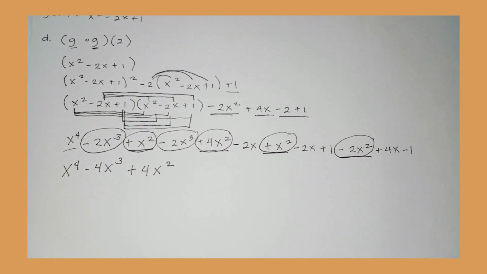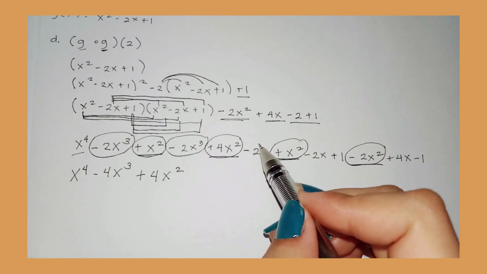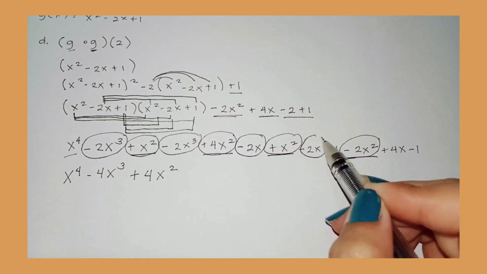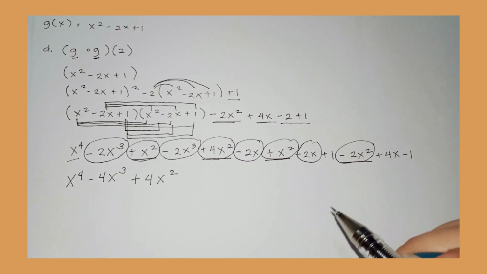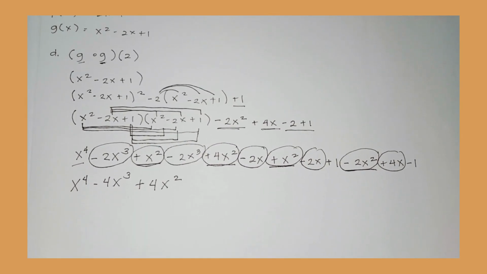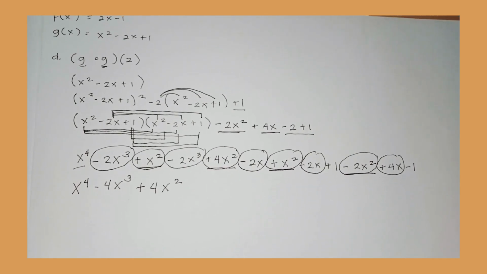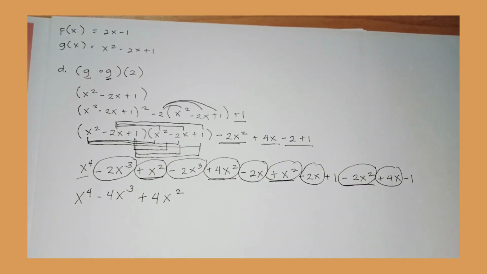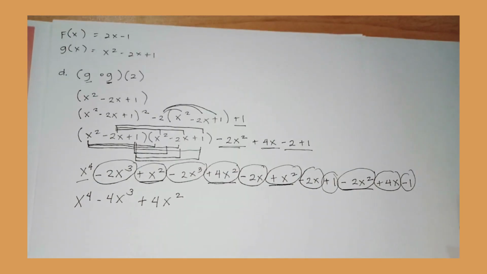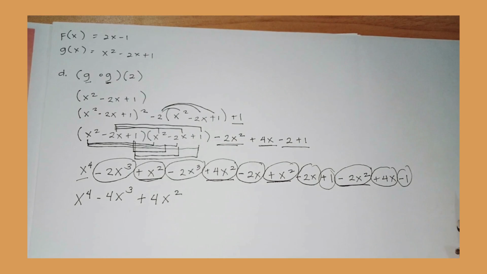Next naman, yung x na lang. Negative 2 minus 2, that is negative 4. Negative 4 plus 4, that is 0. So, dahil 0 na siya, hindi na natin siya ilalagay. And then, eto na lang din yung natira. 1 minus 1 is also 0, kaya hindi na natin ilalagay.